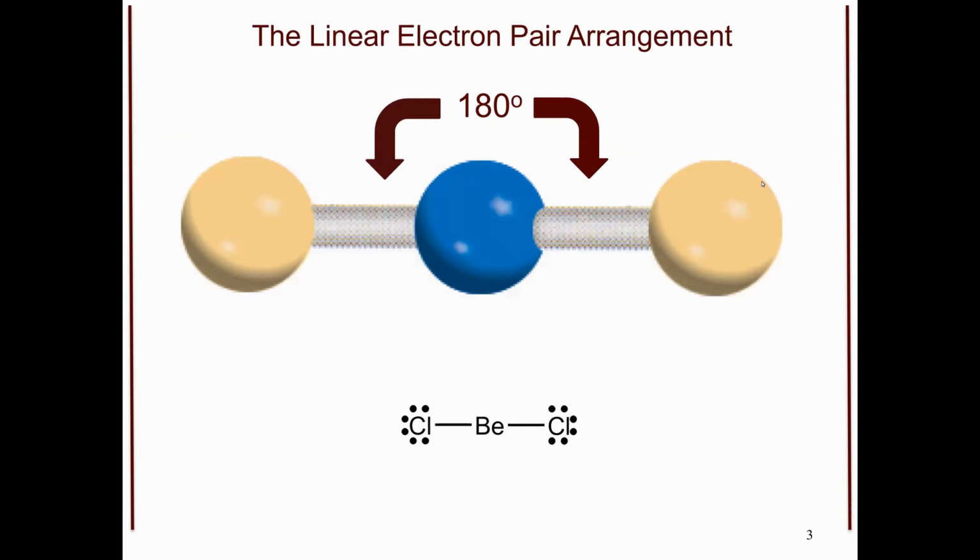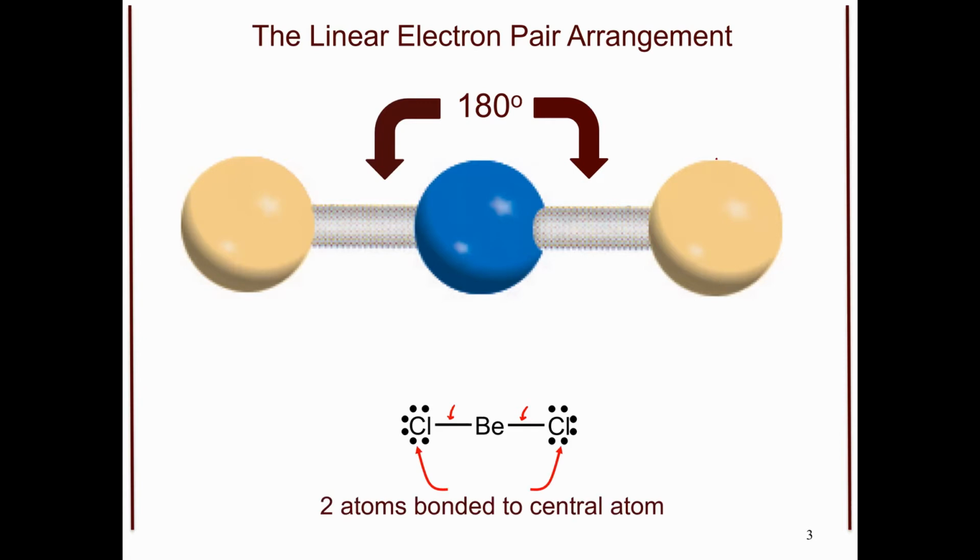You can see this here with beryllium chloride. Notice that we have 1 bonding pair and 2 bonding pairs. We have no lone pairs. So this means that those electrons want to be as far away from each other as possible, and that is how we get the linear molecular geometry.